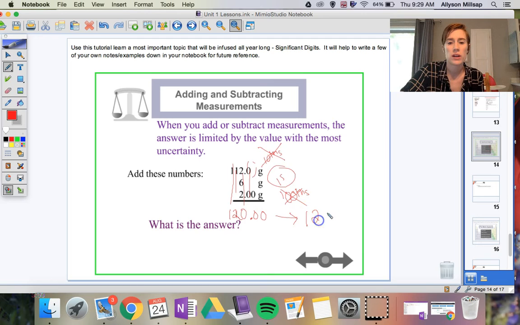So I'm going to do 120, and I'm going to put a decimal here so that you know my 0 is not just a placeholder. That 0 is an actual value. The ones place has an actual value.